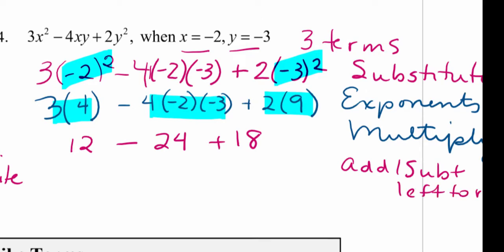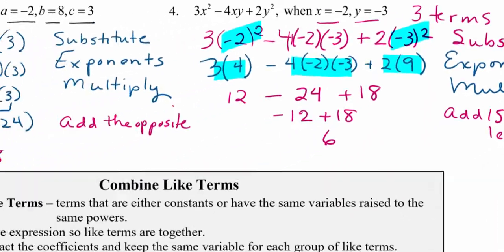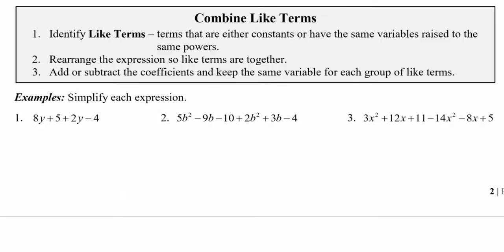Now we're going to do our addition and subtraction. We'll go from left to right. 12 minus 24, which is -12, plus 18. And then that gives us a positive 6. Next, we're going to combine like terms.